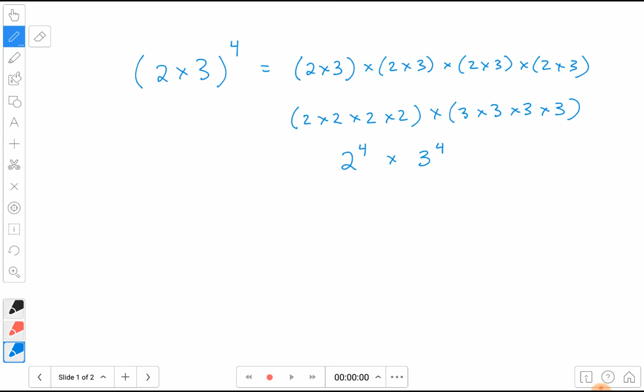So what you can see here is that the 4, the exponent, applies to both of the numbers inside of these brackets because they're multiplying by each other, right? So if we had 4 times 9 to the power of 7, this would involve a lot of writing out of values. However, we can go straight to the answer because the exponent applies to both of these numbers. So this becomes 4 to the power of 7 times 9 to the power of 7.